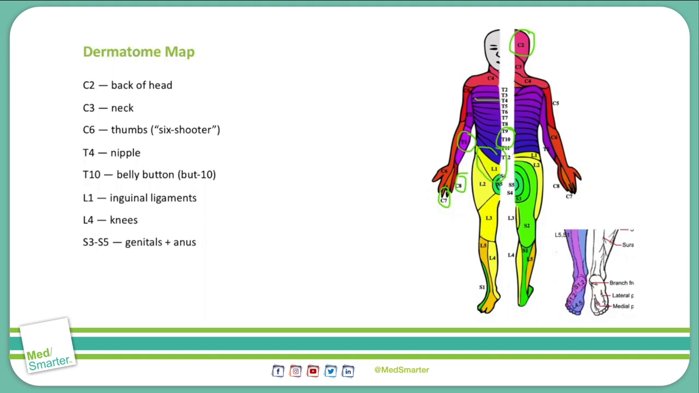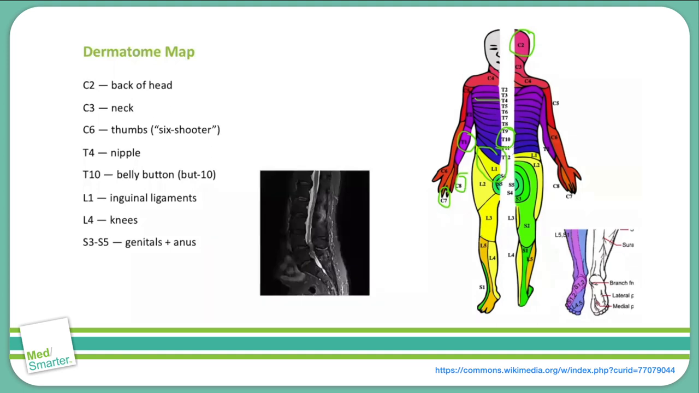This can cause a symptom called saddle anesthesia, which is the inability to feel sensation in this area of the body. That's because the sacral nerve roots are some of the most affected in cauda equina syndrome. Here in the sagittal MRI, you can see an example of the cauda equina being compressed by an abscess.